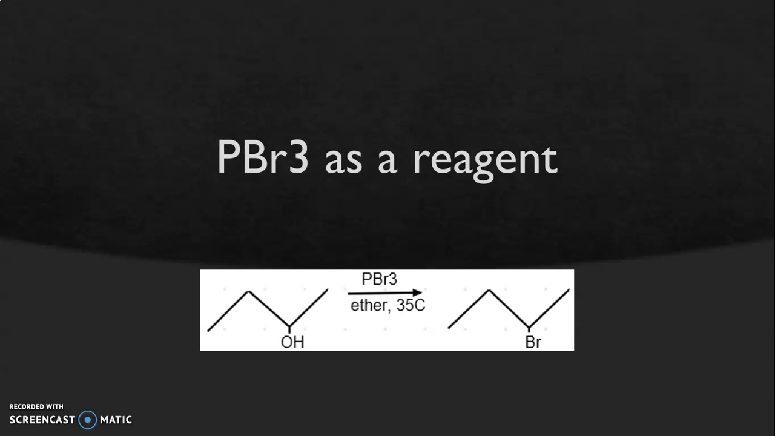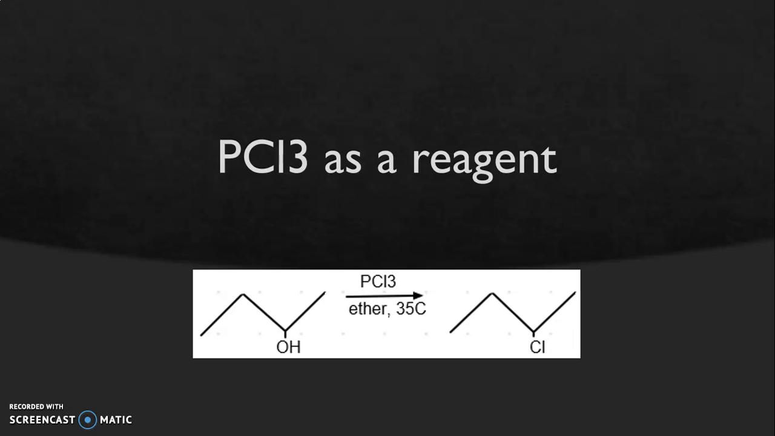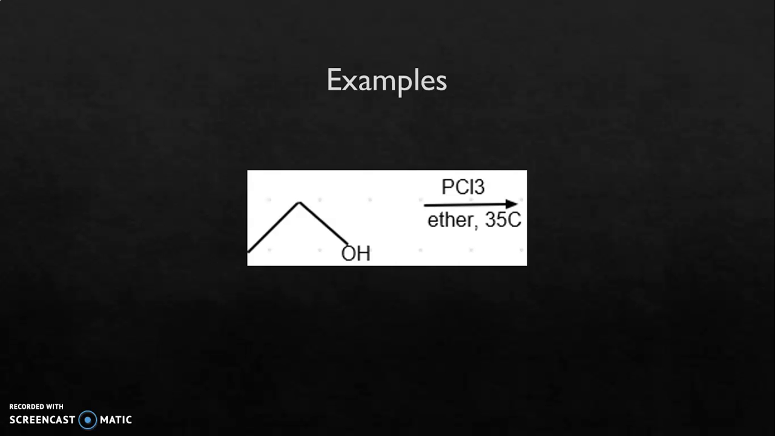The other two reagents I mentioned were PBr3 and PCl3. These reagents are both going to be seen with ether and 35 degrees Celsius in the reaction arrow area, so just keep your eye out for that. They are interchangeable. It's the same reaction mechanism. Just for one, you would use PCl3 if you wanted an alkyl chloride, and you would use PBr3 if you wanted an alkyl bromide. For our example, I use PCl3, and you're always going to see it reacting with an ether in 35 degrees Celsius.